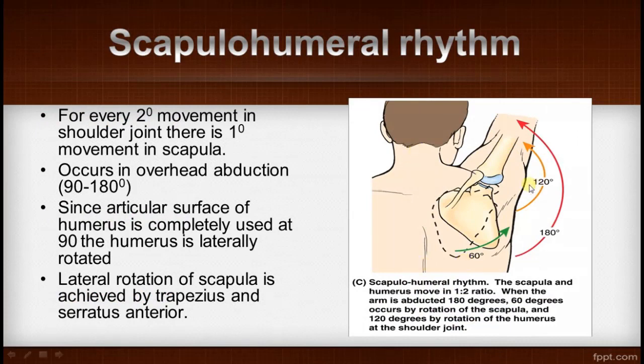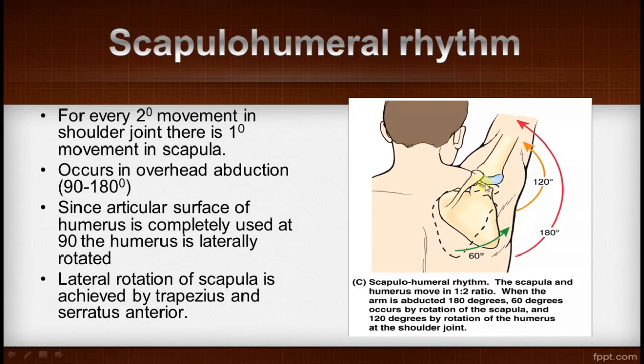Now we have seen abduction. Up to 90 degrees is brought about by the deltoid muscle, or for that matter supraspinatus and the deltoid muscle. Now if you want to abduct more, beyond 90 degrees, overhead abduction, that is beyond 90 up to 120 and then 180 degrees, your hand will be raised above your head. In school, when the teacher asks us to raise our hand, naturally we do this by overhead abduction.